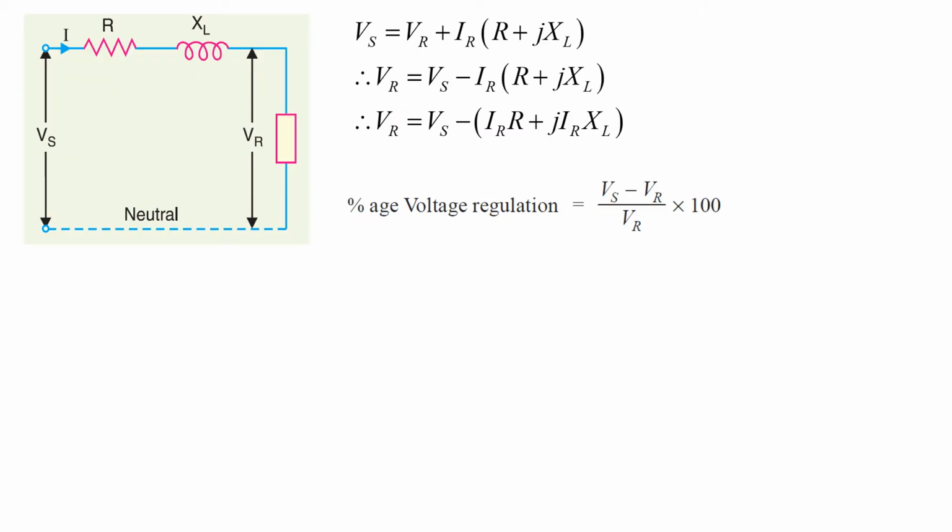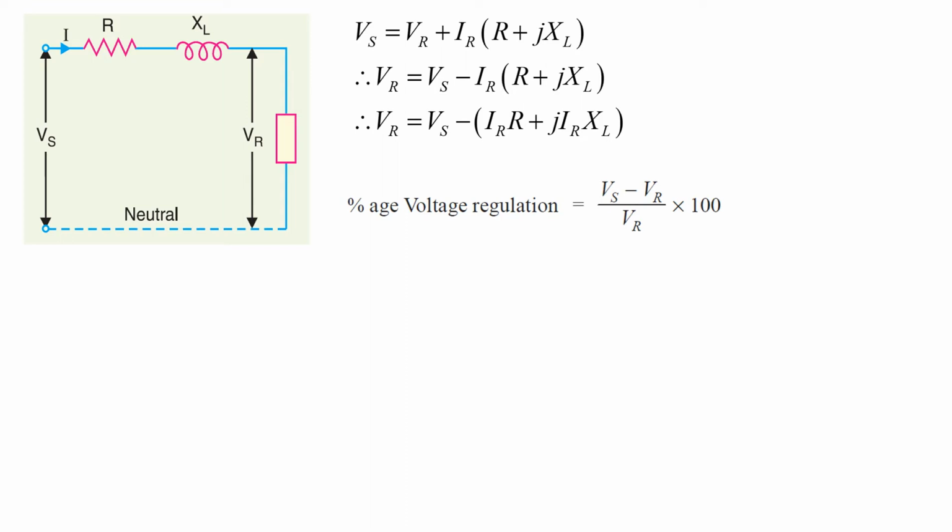Look at this figure and try to understand. This is nothing but a single phase AC series circuit, where you can find this Vs is nothing but VR plus the voltage drop across this impedance element. So mathematically it is written as Vs = VR + IR(R + jXL), and you can rearrange these equations to find the receiving end voltage. So VR = Vs - IR·R - jIR·XL.